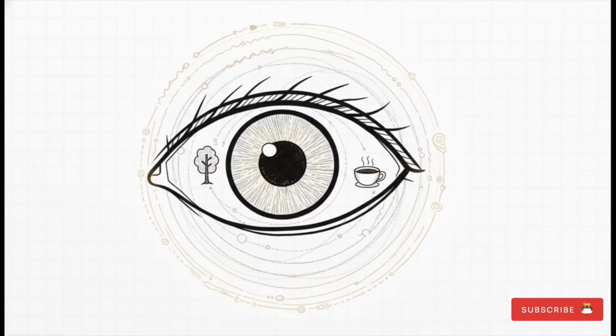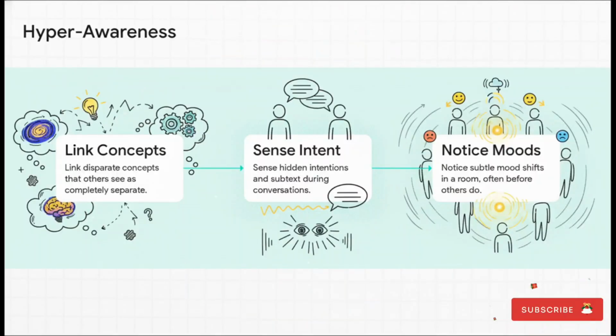The result of all this high-speed mental processing is a state we can call hyper-awareness. And this is way more than just being observant. It's this elevated state of perception where you're not just seeing the individual objects in the world, you're actually sensing the invisible web of connections that ties it all together. So in the real world, what does that actually look like?